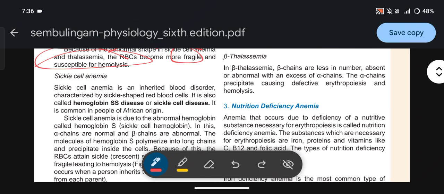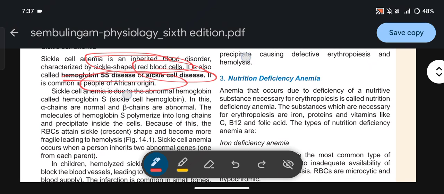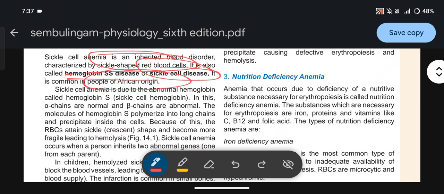What is sickle cell anemia? Sickle cell anemia is an inherited blood disorder characterized by the sickle shape of red blood cells, and it is also called hemoglobin SS disease or sickle cell disease. It is common in people in the African region. Sickle cell anemia is due to the abnormal hemoglobin called hemoglobin S, or sickle cell hemoglobin, in which the alpha chains are normal and the beta chains are abnormal. The molecules of hemoglobin S polymerize into long chains and precipitate inside the cells. Because of this, the RBC attain a sickle or crescent shape and become more fragile, leading to hemolysis.